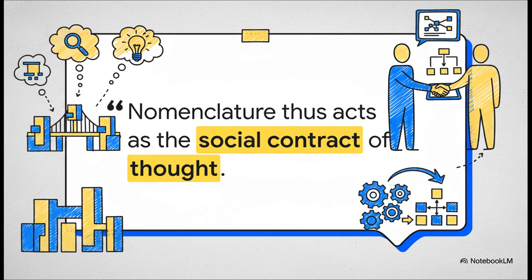And that's why this idea of a social contract of thought is so perfect. A nomenclature is our shared agreement. It's us saying, okay, we're all going to use these words to mean these things so that we can actually think and build together. Without that agreement, everything just falls apart.